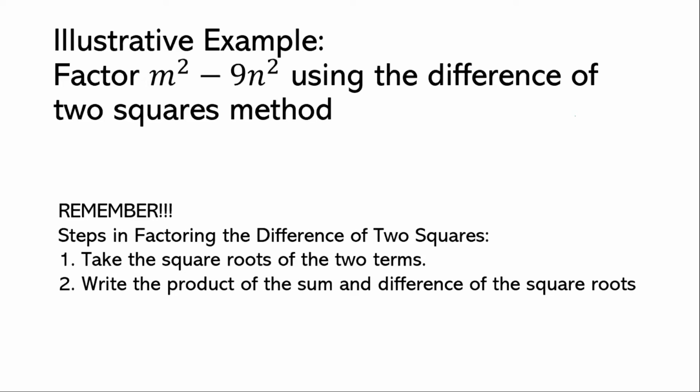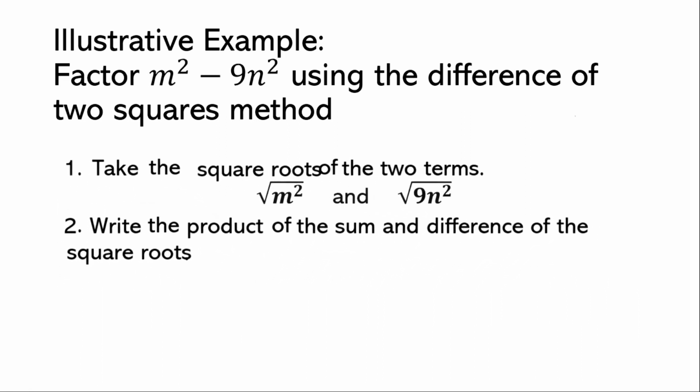Let's try to answer some examples here. So, let's try to factor m squared minus 9n squared using the difference of two squares method. So, let's just remember the steps. Number 1, take the square roots of the two terms. And number 2, write the product of the sum and difference of the square roots. So how do we do that?